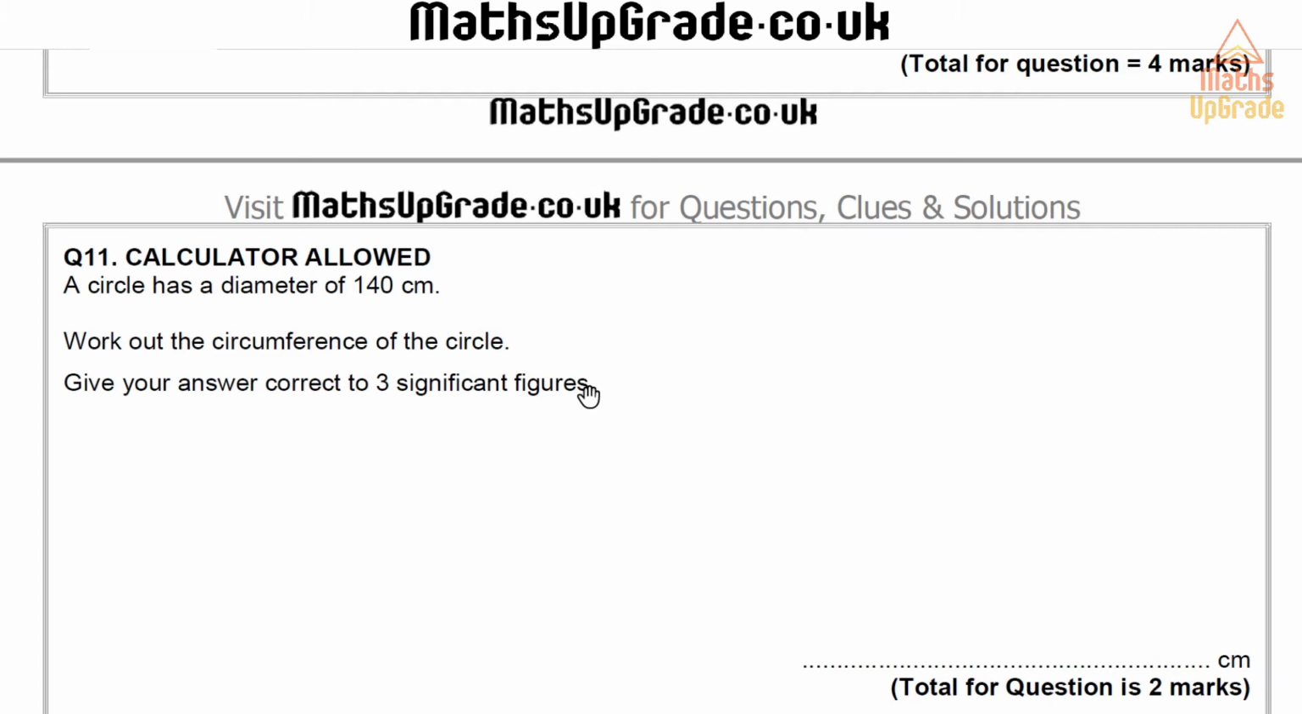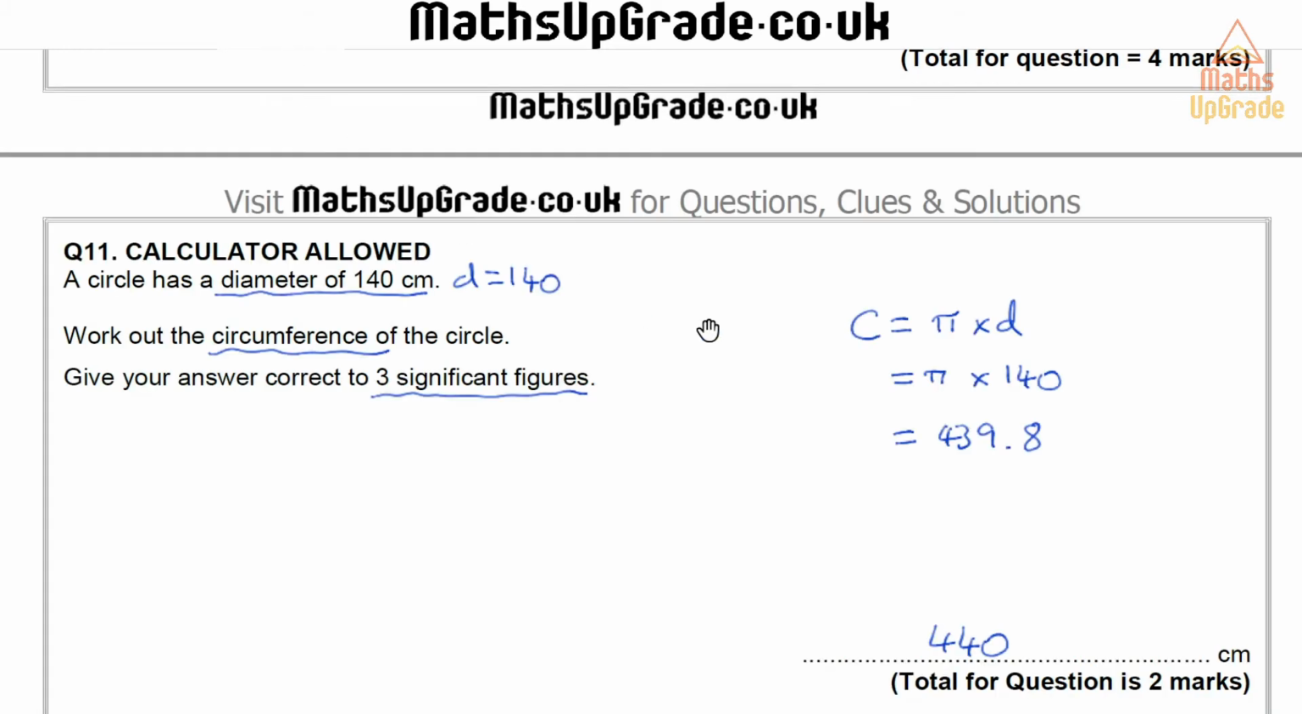So I've got to find circumference, and that's given by a formula C equals pi d. So C equals pi times diameter, so pi times 140 would give me 439.8. So that's the 4 significant figures. But when I round it to 3 significant figures, I'll get 440, because this digit rounds up, so this becomes 440 centimeters. That's 2 marks for that question.